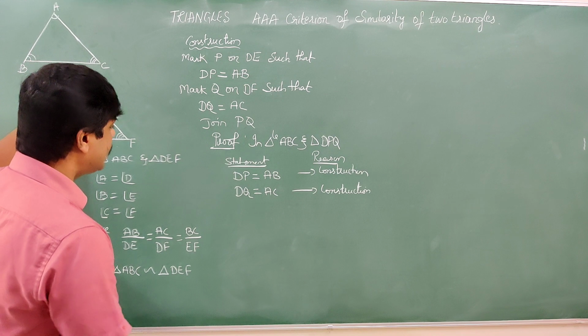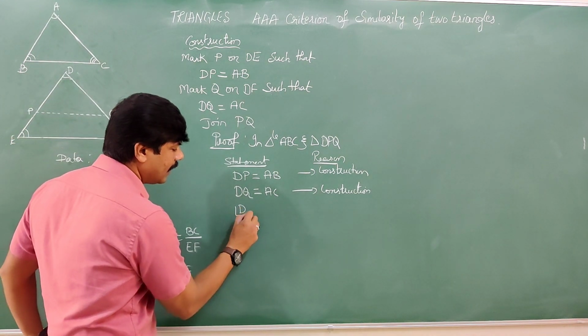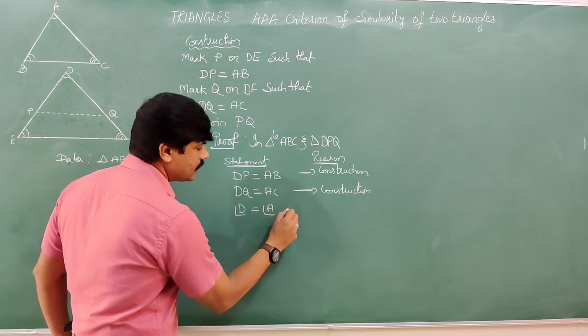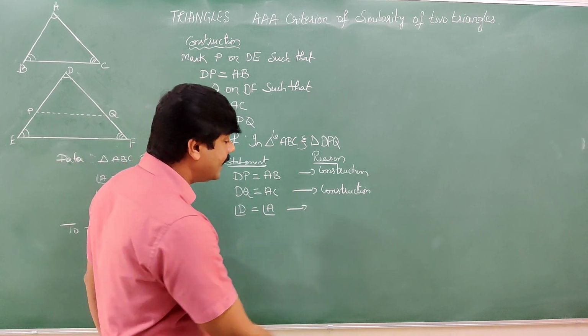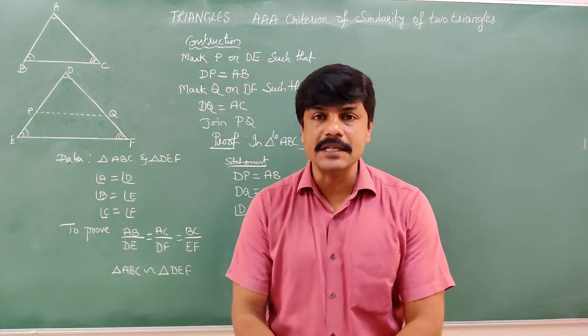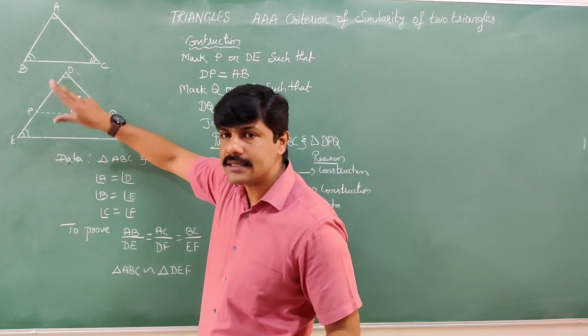And you can see that angle D is equal to angle A. How? By data, by the statement. What does the statement say? The two triangles are equiangular.